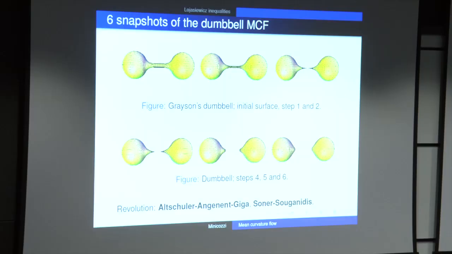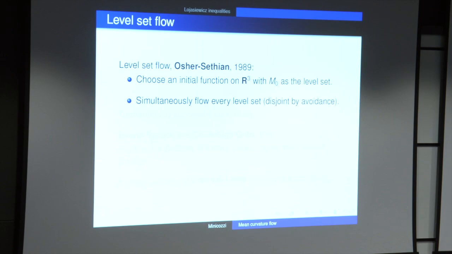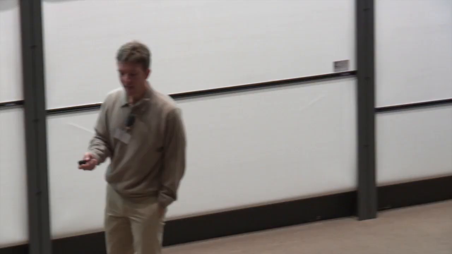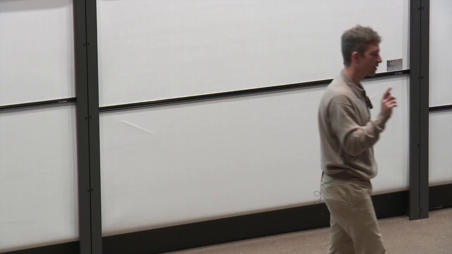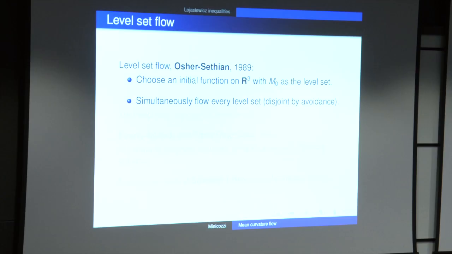Okay, so this case of the symmetry of revolution was analyzed in complete generality in the mid-90s by Altschuler, Angenent, and Giga, and independently by Soner and Souganidis. Right, so now, when we had finite time extinction, with just one singular time where everything became extinct, it was clear what to do, because you have classical hypersurfaces, and they can flow by the mean curvature as long as it's defined.